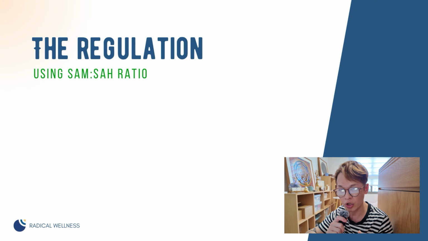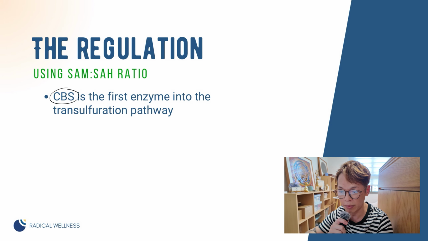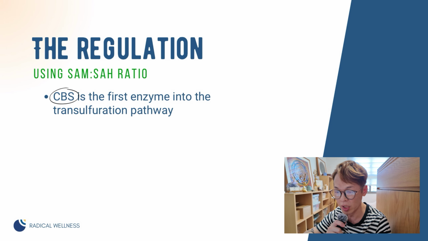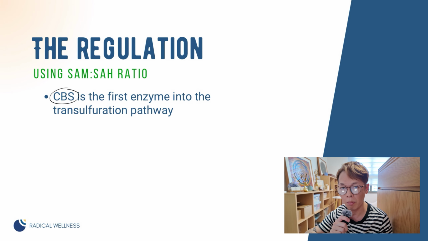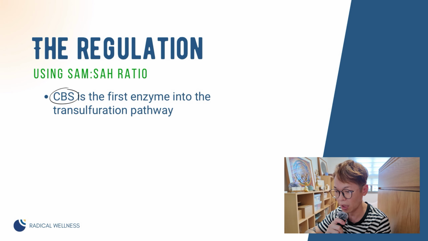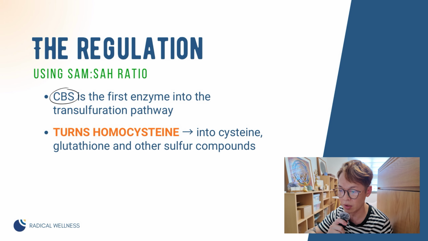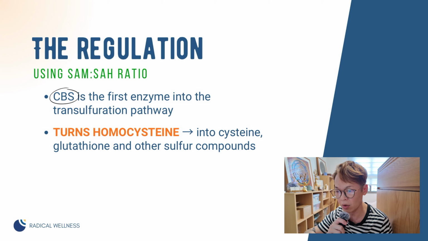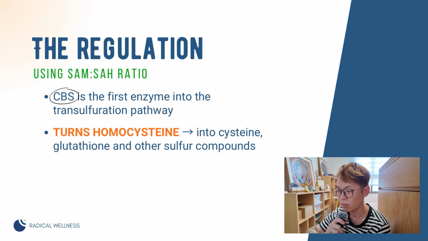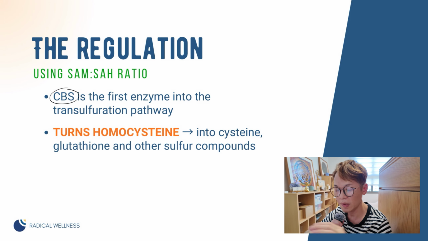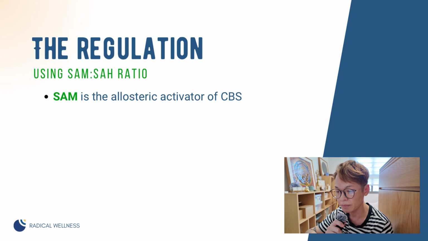The SAM-SAH ratio is often used as an indicator of the methylation potential of the cell. The CBS enzyme is the first rate-limiting enzyme of the transsulfuration pathway. Its main job is to eliminate homocysteine into the production of cysteine, glutathione, and other sulfur compounds. And the most important regulator of CBS is actually SAM.